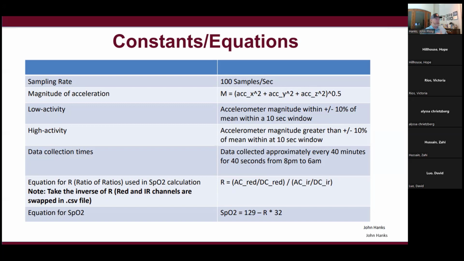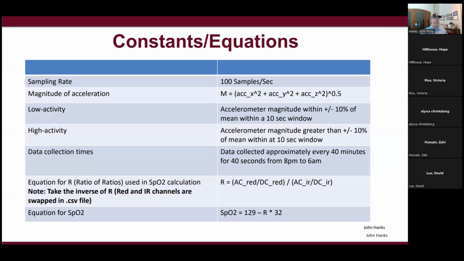We have not talked a lot about this in class to date, but there are 1 or 2 videos on how to calculate the SpO2. And there's an equation called the ratio of ratios used in SpO2 calculations. It's the AC red over the DC red divided by the AC IR over DC IR. Those terms are defined in a video over the theory of SpO2. Very important note is to take the inverse of R.